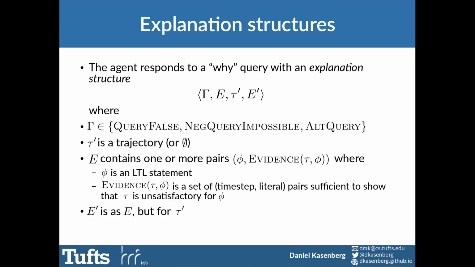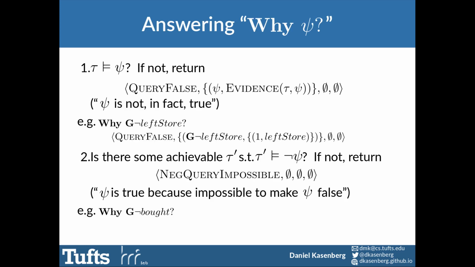a tuple gamma, E, tau prime, and E prime, where gamma is the type of the explanation structure, tau prime is an alternate trajectory, or nothing, and E contains evidence that tau violated one or more LTL statements, with E prime the same as E but for tau prime. Here's how we produce explanation structures in response to the question why psi for an LTL planning agent which behaved according to trajectory tau. First, we ask if tau entails psi. If not, then we return the query false explanation structure, along with evidence that tau did not satisfy psi. This is responding to why was psi true with psi was not in fact true.